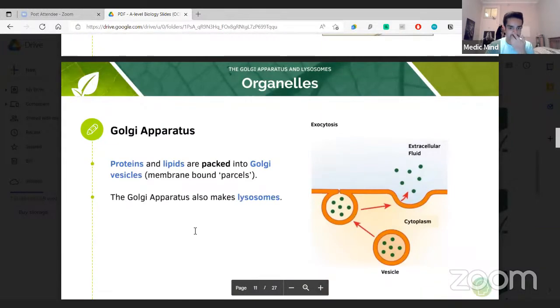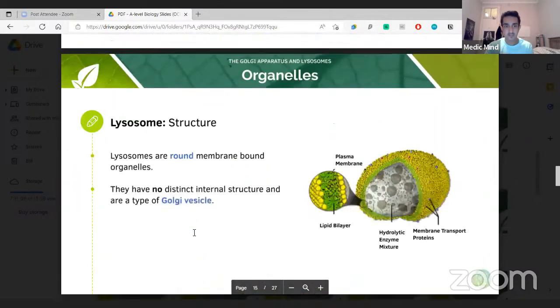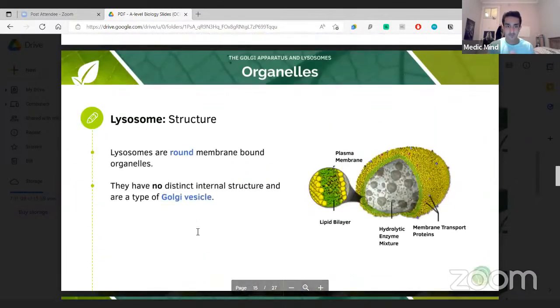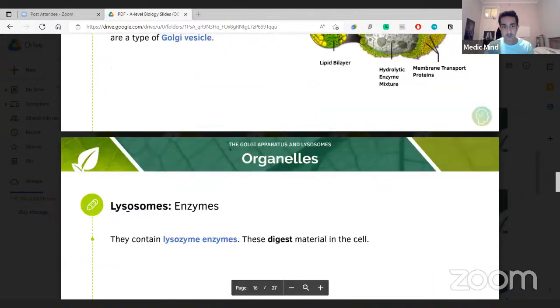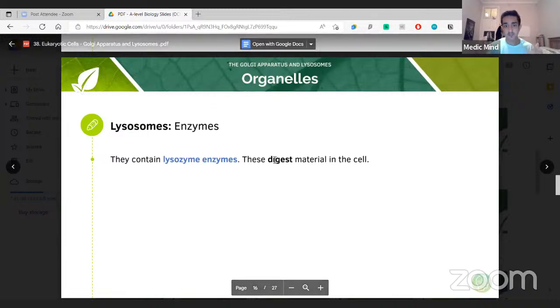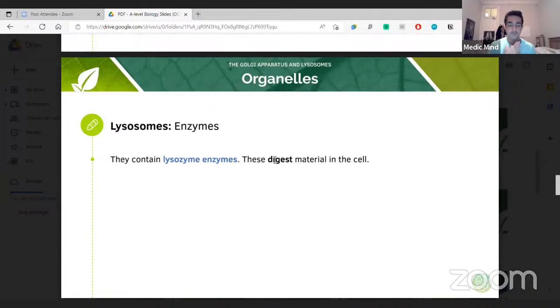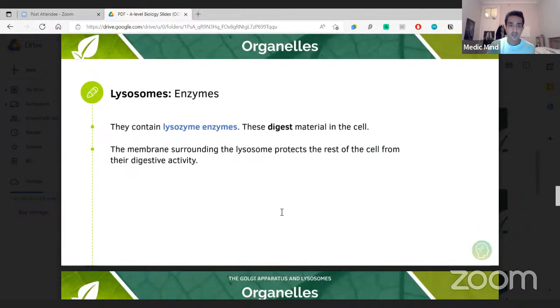You don't need to know this in any detail. The Golgi apparatus also makes lysosomes, and we'll now move on to lysosomes quite quickly. Lysosomes are round membrane-bound organelles, with no distinct internal structure, and they're an offshoot of the Golgi apparatus. They contain lysozyme enzymes. Lysozyme enzymes are hydrolytic enzymes, which means they do the process of hydrolysis, and the function of these is to digest material either from within the cell or from outside that's dangerous. Again, the membrane surrounding the lysosome protects the rest of the cell from this very strongly digestive activity.